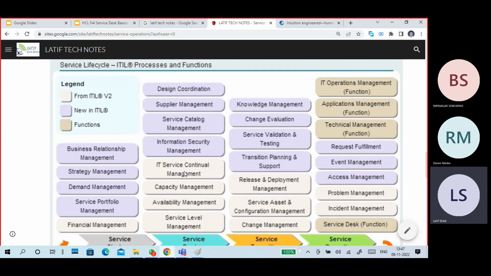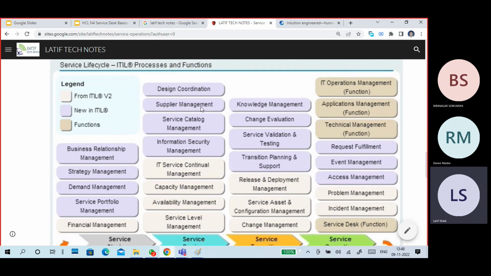Okay, IT service continuity management. This is about the availability of components and continuously providing services. Information security: the customer's information, issues, and designs, like a blueprint, you have to secure it. Service catalog: prepare a service catalog. What services are you providing currently, what are you about to provide, and what services are you no longer providing? That is mentioned in the service catalog.